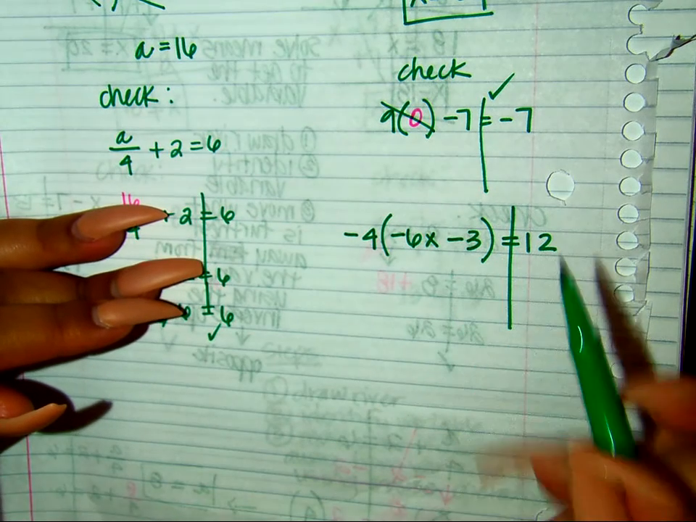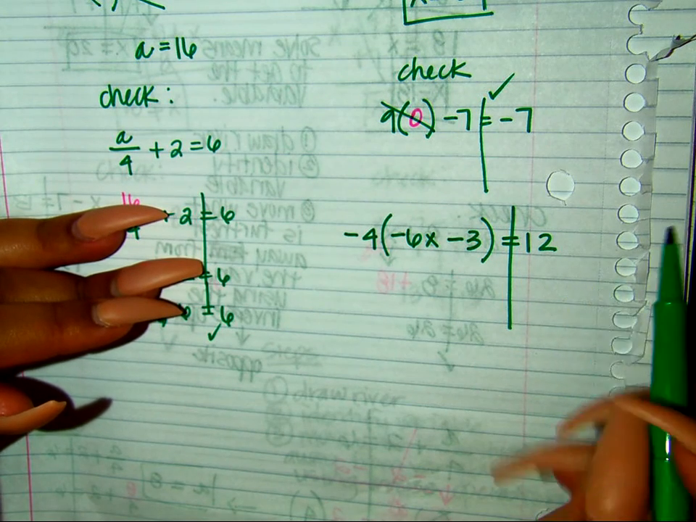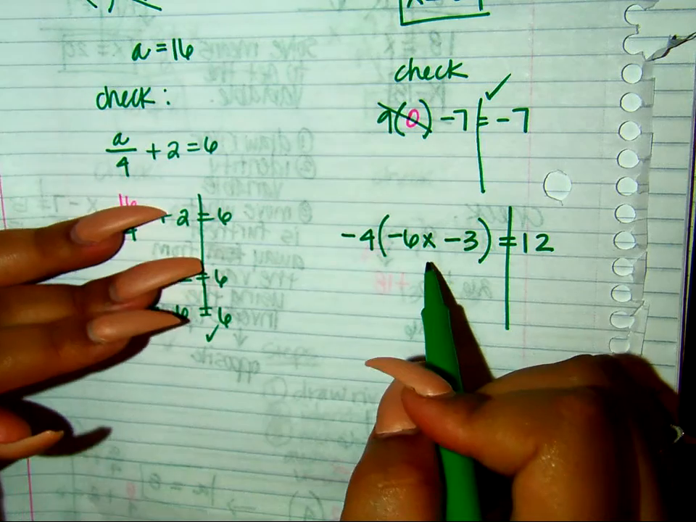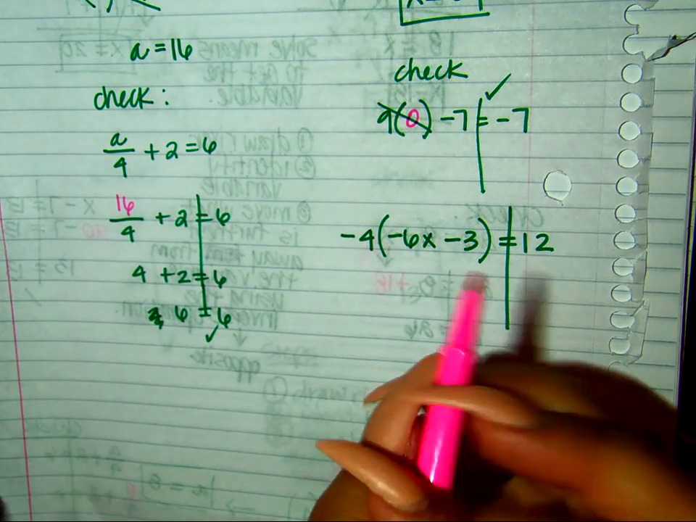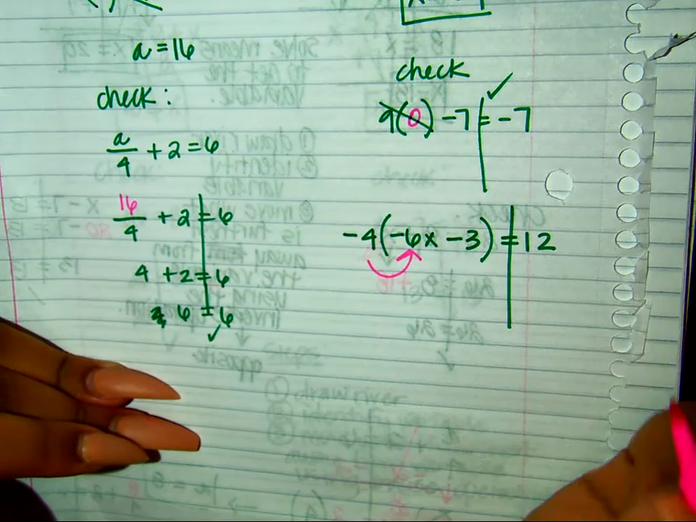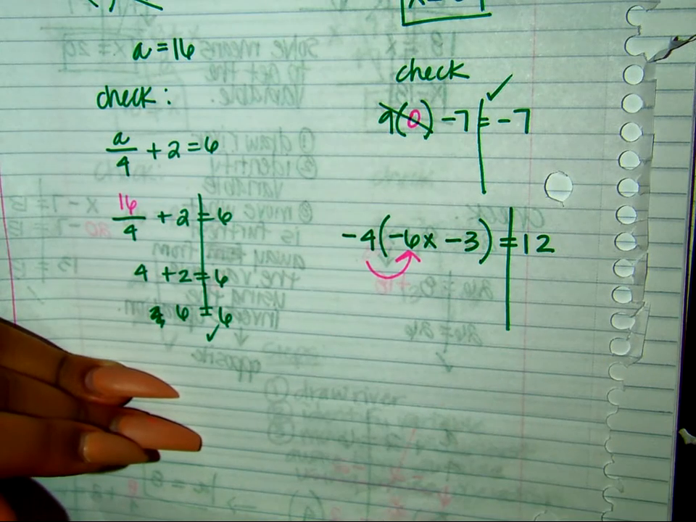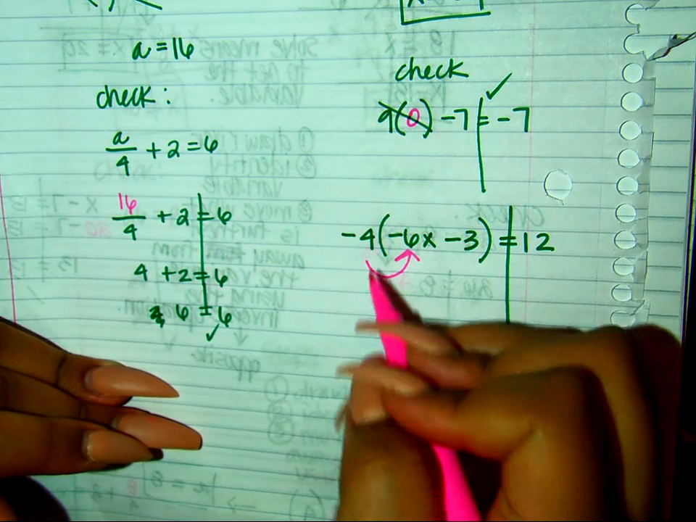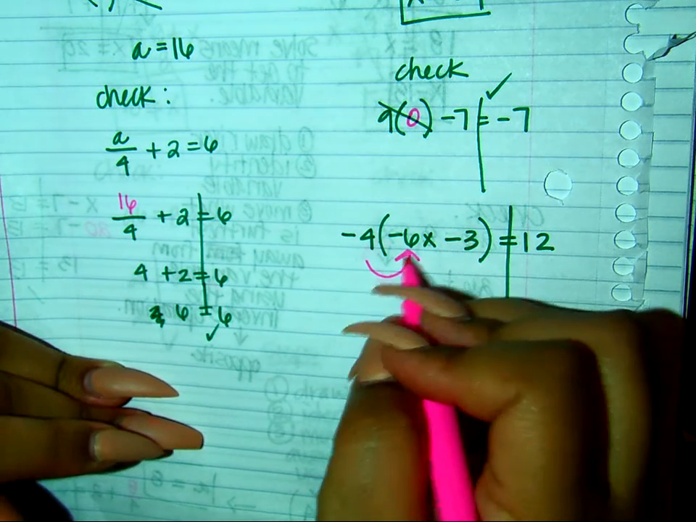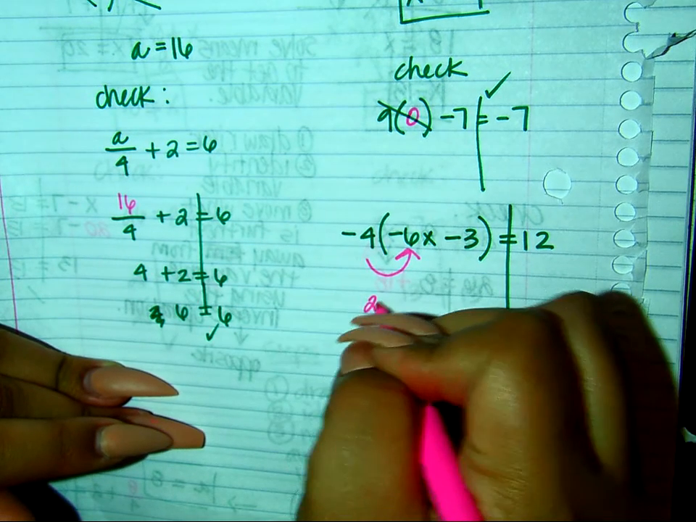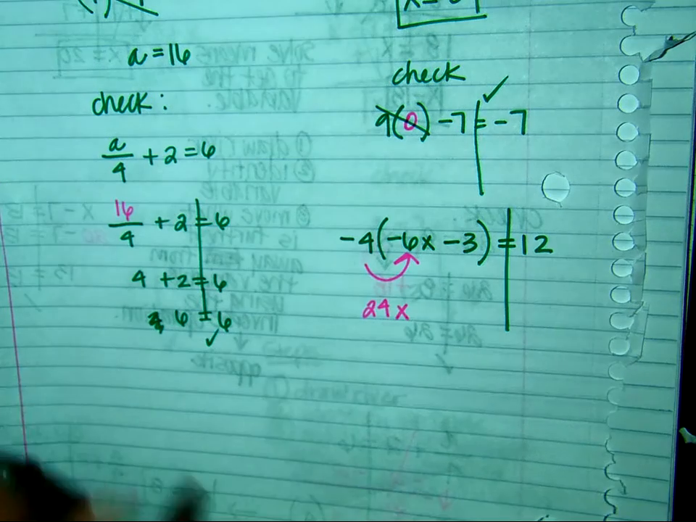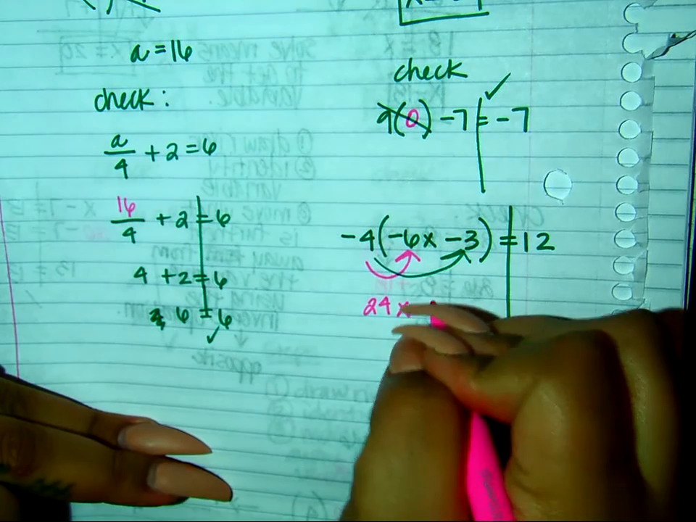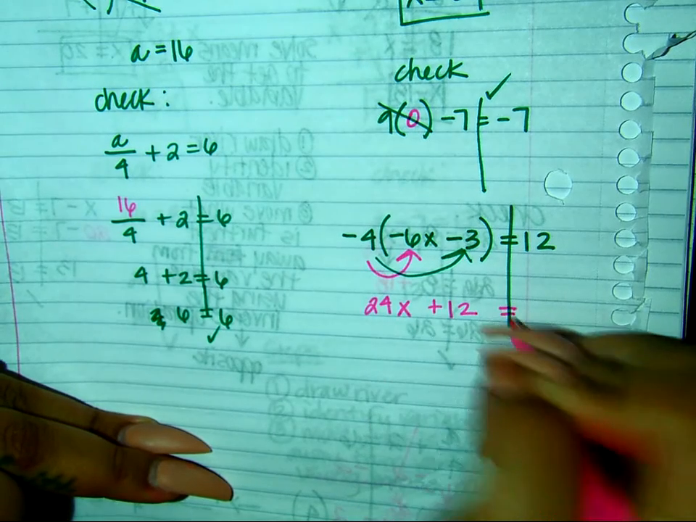Right here we're going to have some distribution that we have to do. We cannot combine what's inside of the parentheses, being that negative 6 has an x and negative 3 doesn't. So let's go ahead and do distributive property. There is another way that you could have done it, but we're going to stick with distributive property. So negative 4 times negative 6x will give me positive 24x. And then negative 4 times negative 3 is going to give me a positive 12. And I'm going to bring down my 12.